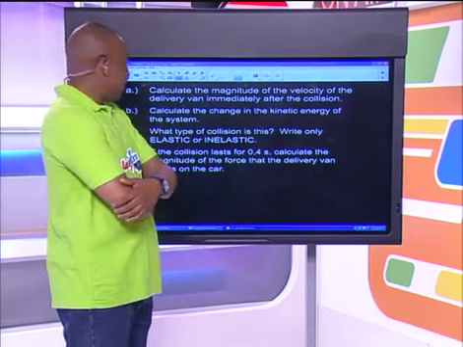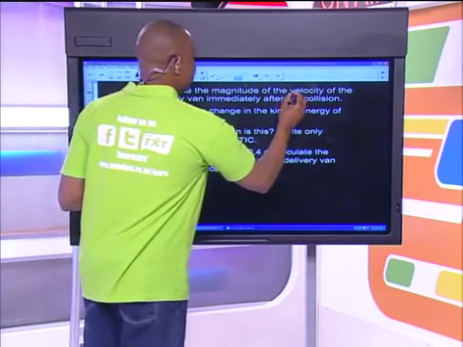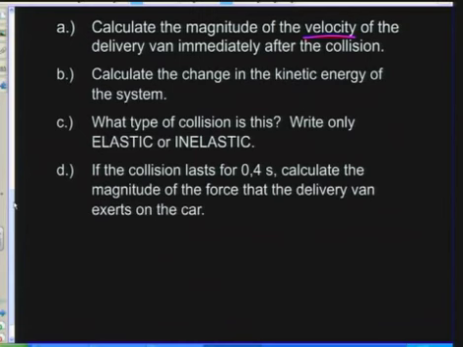Question number A, it says, calculate the magnitude of the velocity of the delivery van immediately after the collision. So there shall be a collision here. Now, if they say I must calculate the magnitude of the velocity after the collision, it means they would give me the velocity of the delivery van before collision. I would also have the velocity of the other vehicle before collision, and I would also have the velocity of the other vehicle after collision. Because for me to get that one, I need all that information. And of course, I'll be needing the masses.